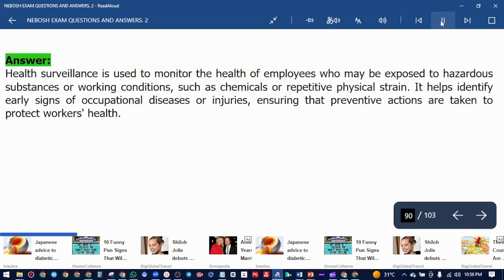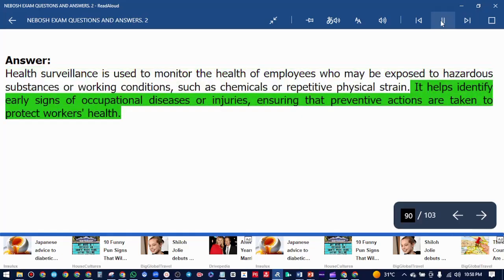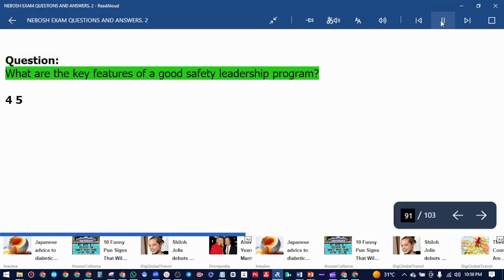44. Answer: health surveillance is used to monitor the health of employees who may be exposed to hazardous substances or working conditions, such as chemicals or repetitive physical strain. It helps identify early signs of occupational diseases or injuries, ensuring that preventive actions are taken to protect workers' health. Question: what are the key features of a good safety leadership program?